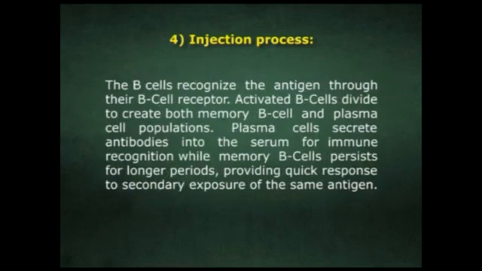Activated B cells divide to create both memory B cells and plasma cell populations. Plasma cells secrete antibodies into the serum for immune recognition, while memory B cells persist for a longer period, providing quick response to secondary exposure of the same antigen.